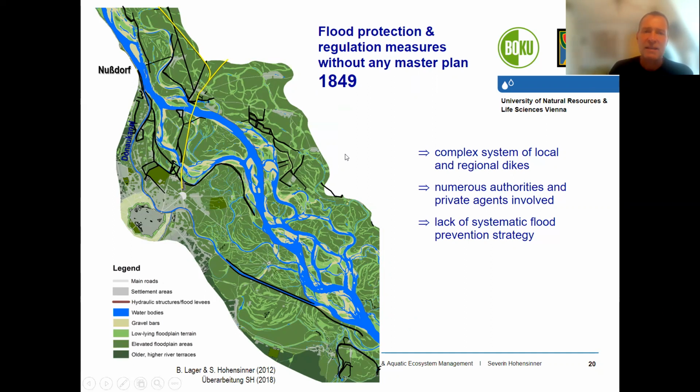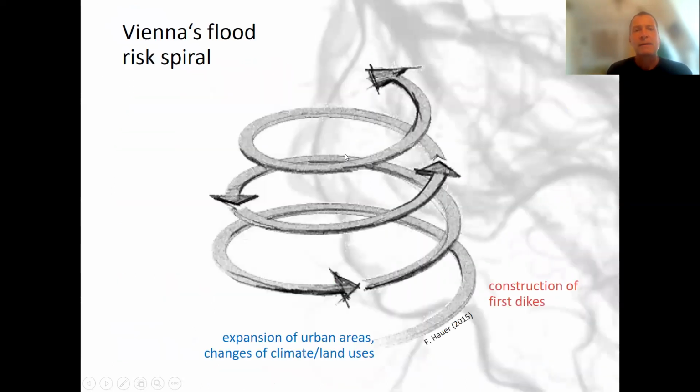As we can see in the next slide, here is what we call Vienna's flood risk spiral, starting at the bottom here with the expansion of urban areas into the floodplain, or maybe changes of the climate or land uses in the entire catchment of the Danube. The Viennese population started with the construction of first dikes. As a consequence of that, the inundation areas and the danger zones shifted to other parts of the alluvial landscapes.